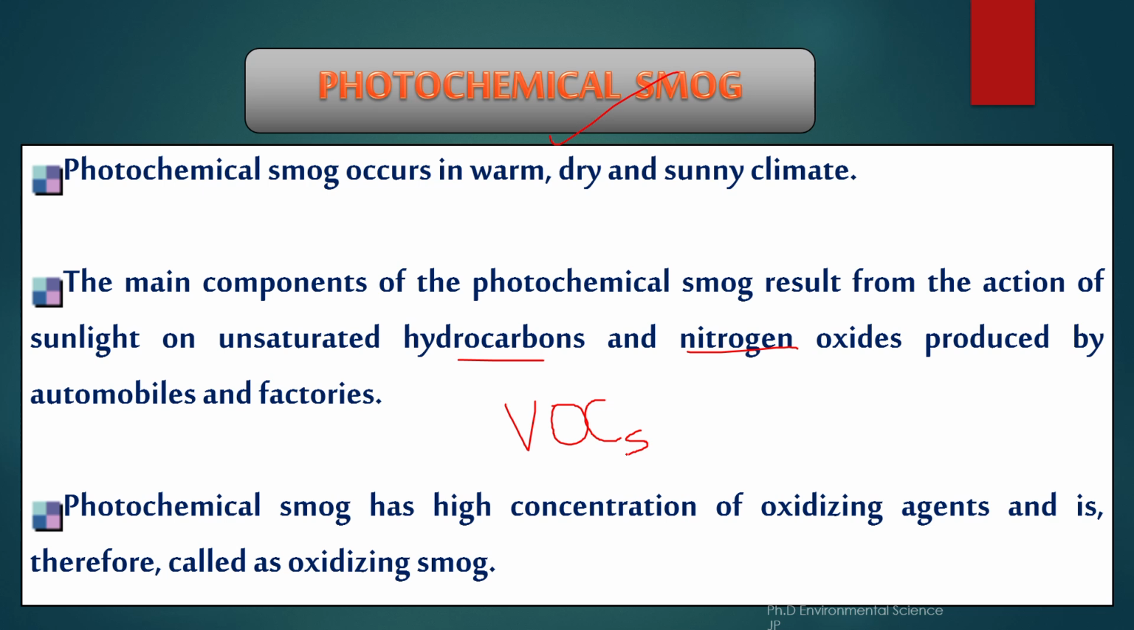Other oxidants include peroxyacetyl nitrate, hydrogen peroxide, and aldehydes, which are also formed through complex photochemical reactions. Photochemical smog is rich in oxidizing substances like ozone, which can accept electrons in chemical reactions, thereby acting as oxidizing agents.